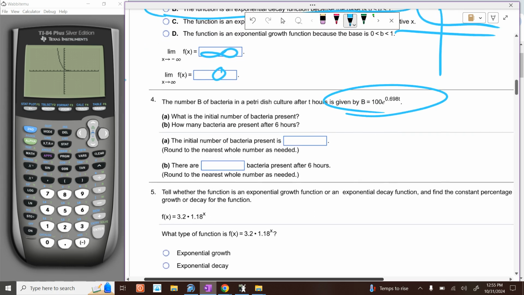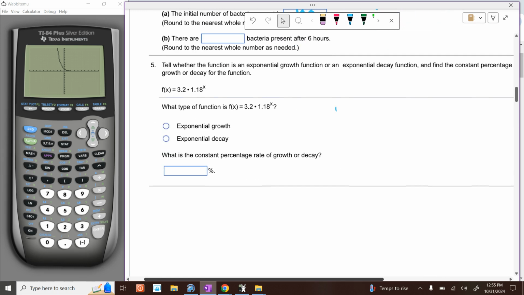Okay. What's the initial number of the bacteria there? 100. Because that's that number. Okay. After 6 hours, you just plug this into your graphing calculator, put a 6 in there, and solve. Is this growth or decay? Growth, because it's the number bigger than 1 there.